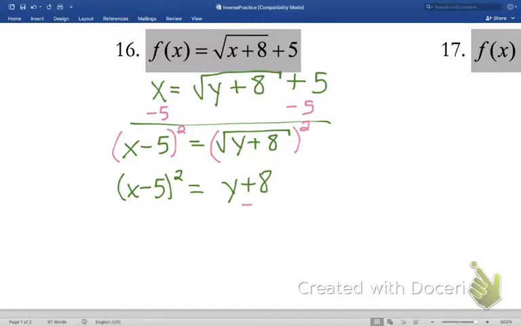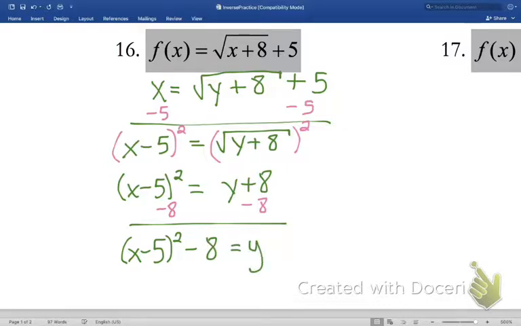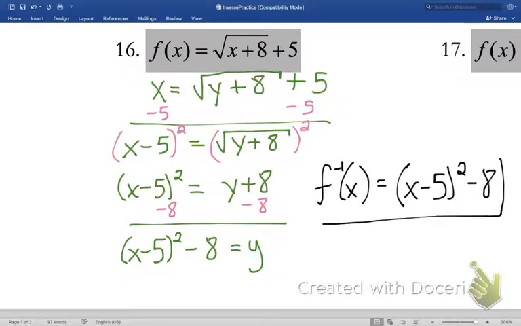Is y by itself? No. Got to subtract the 8. Do we subtract 8 from that 5? No, we don't. That 5 is inside of a square, so the 8 is just going to be tacked on to the end. So now I have my function solved for y. Y is by itself. So I write my notation, f inverse of x, and that's equal to (x minus 5) squared minus 8. Notice I started with a square root and the inverse function was a square.